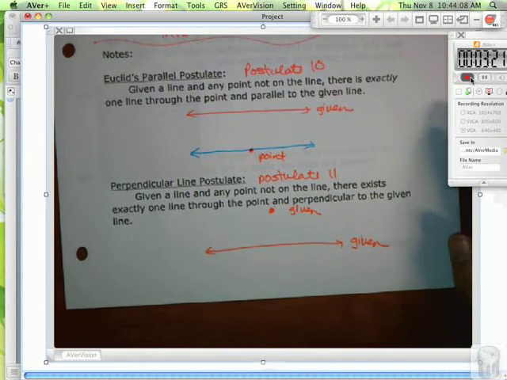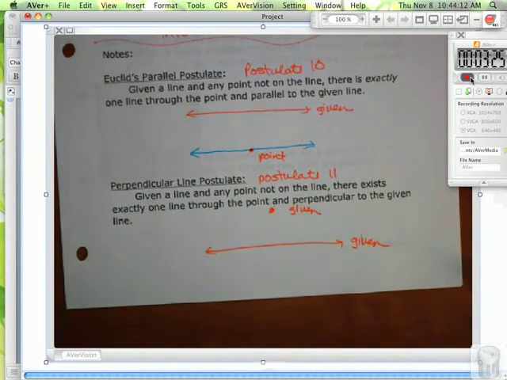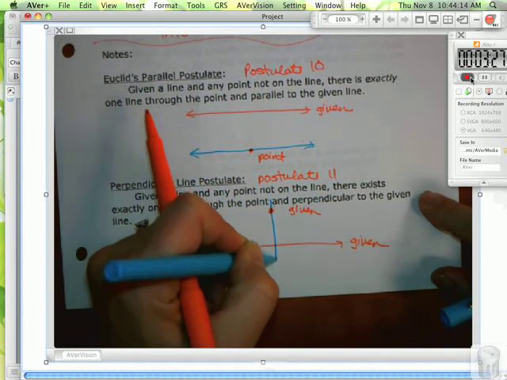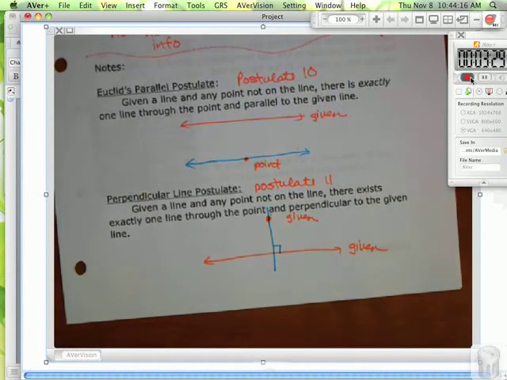There's exactly one line through the point and perpendicular to the given line, which you guys just demonstrated in your construction. There's only one line that will be perpendicular. It goes through that point and hits that line. That's all that's saying, postulate 11. Okay, turn the page.